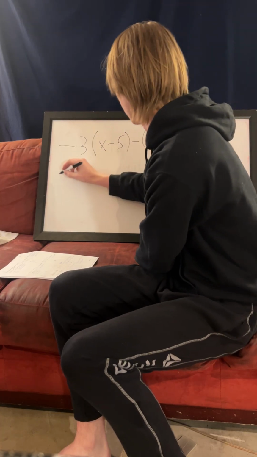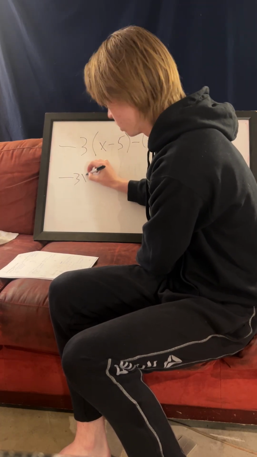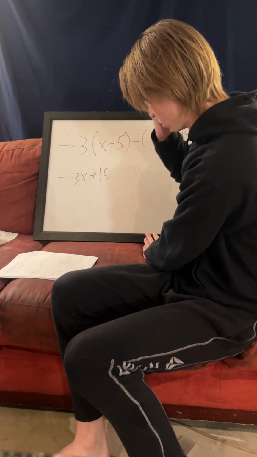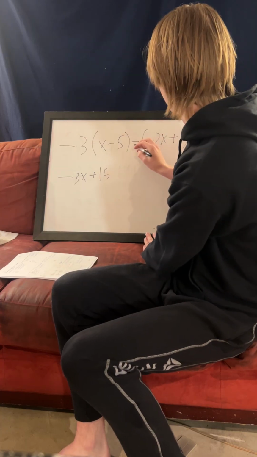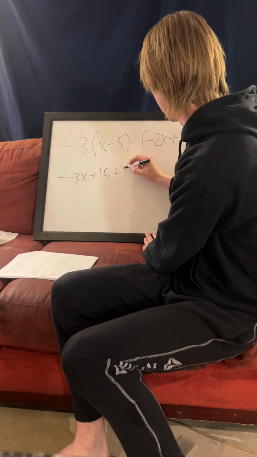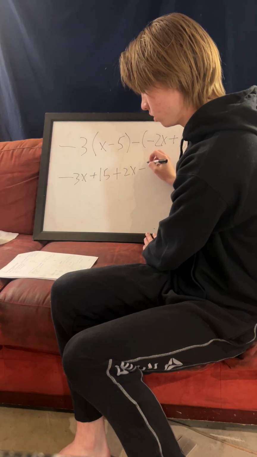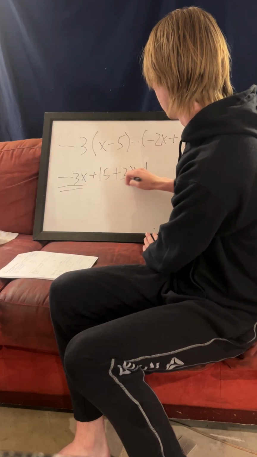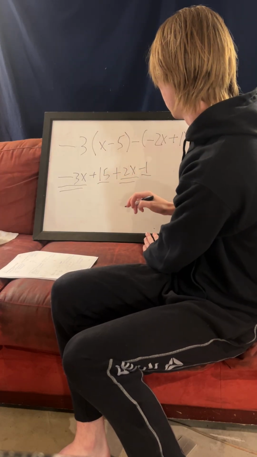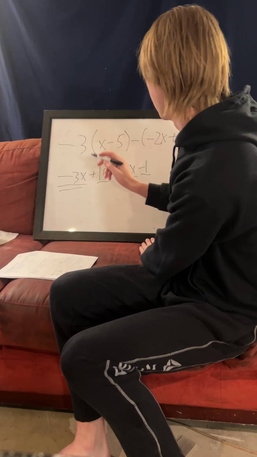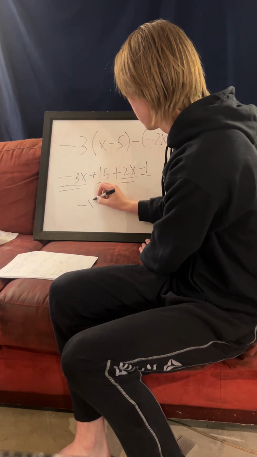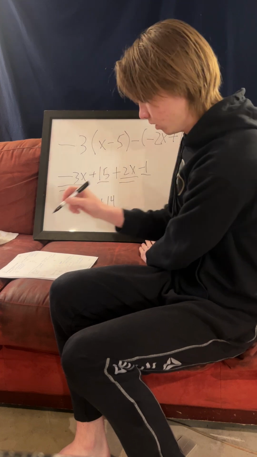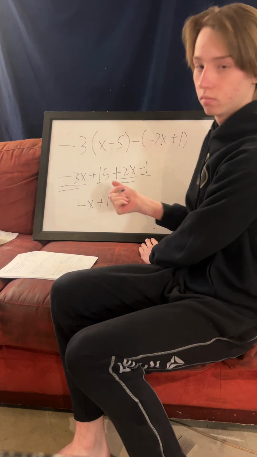Maybe I'll erase some stuff. Negative 3x plus, because there's 2 negatives, 15. And then you distribute this negative, that's a double negative, so it's plus 2x minus 1. And then you can combine like terms. So you have an x here, and the constants. Negative 3x plus 2x, that's negative x. 15 minus 1, that is plus 14. Negative x plus 14 is what I got, and I got full points on it.